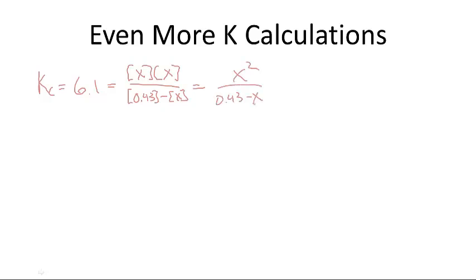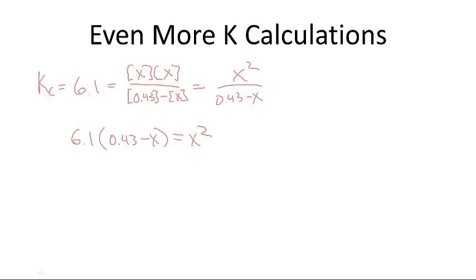All right, so this is the equation that you should have set up. It's x squared over 0.43 minus x equals 6.1. So what do we need to solve this? A graphing calculator or the Pythagorean theorem. Right? So 6.1 times 0.43 minus x equals x squared.